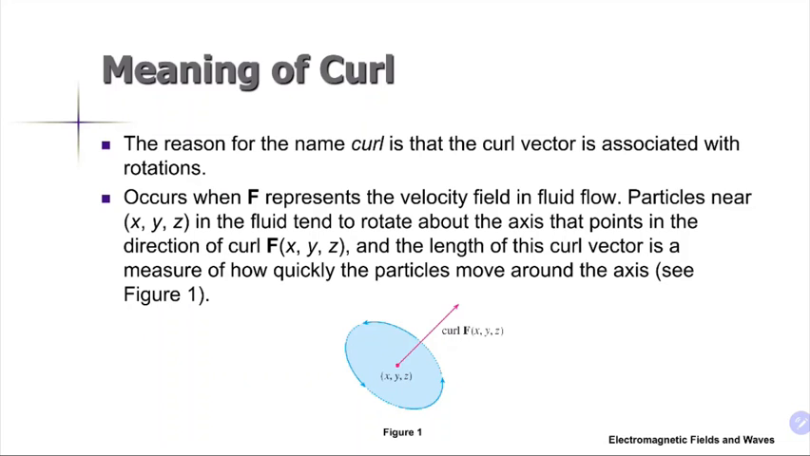So this is more important: the meaning of a curl. What does curl actually mean? We talk about curl, we calculate it, and we have a theorem relating the curl to the gradient. But what is actually curl? The name curl is because the curl vector is associated with some rotation. If we represent the vector field as the velocity of a fluid, then the curl of that refers to a rotation force.